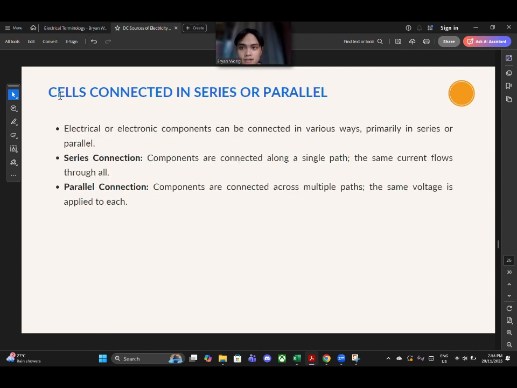Now let me explain cells connected in series or parallel. Electrical or electronic components can be connected in various ways, primarily in series or parallel. In a series connection, components are connected along a single path, and the same current flows through all the components. For a parallel connection, components are connected across multiple paths, and the same voltage is applied to each component.